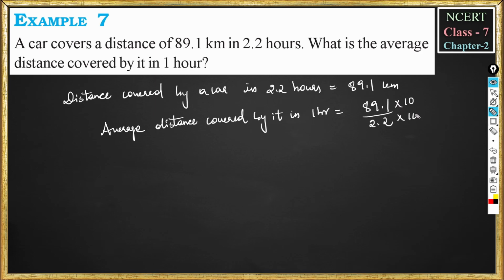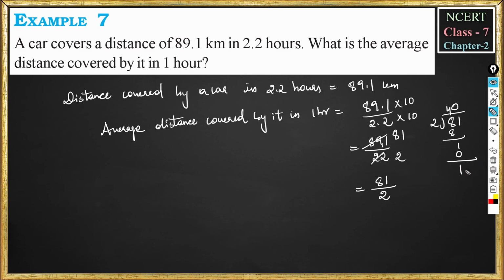Since there is one number after the decimal point, we will eliminate this by multiplying 10 in both numerator and denominator. So this becomes 891 divided by 2.2 into 10, which is 22. Now with 11, we can divide both 891 and 22. So 11 2s 22, 11 8s 88, remainder is 1 and 11 1s 11. So the answer is 81 by 2. If you divide 81 by 2, 2 4s are 8, remainder is 1. So 1 is smaller than 2. So 2 zeros are 0.